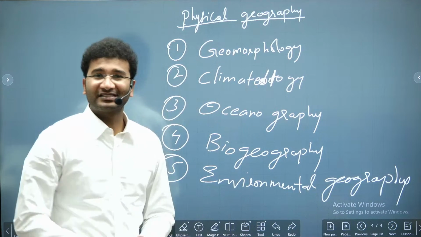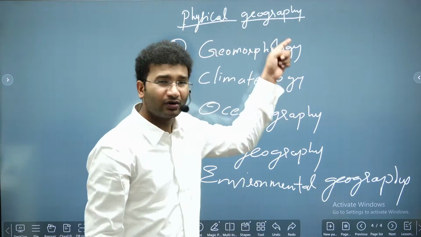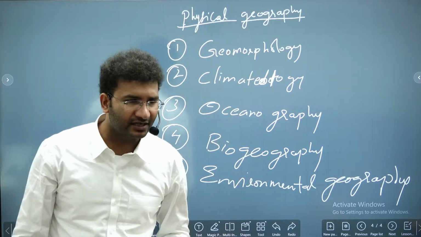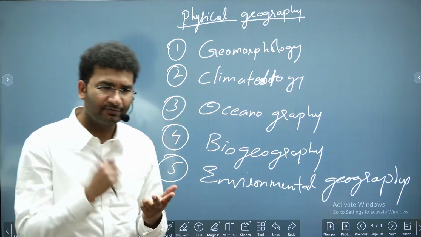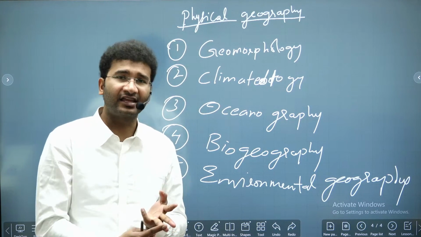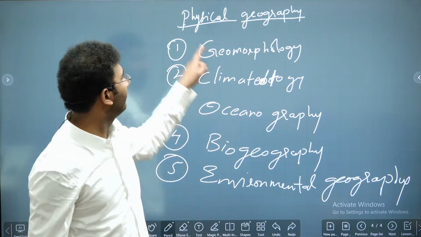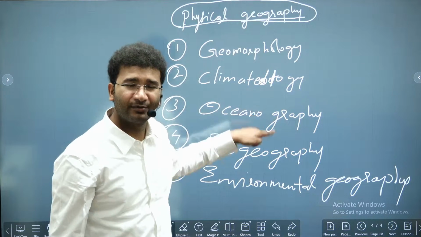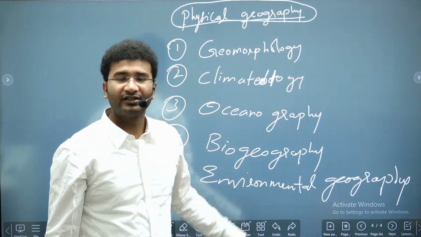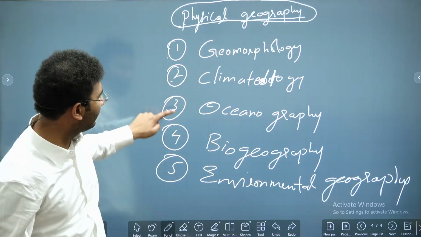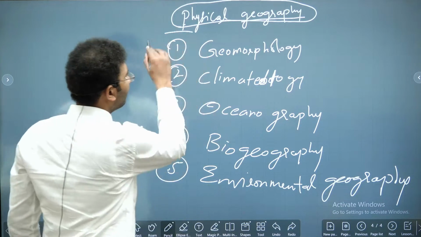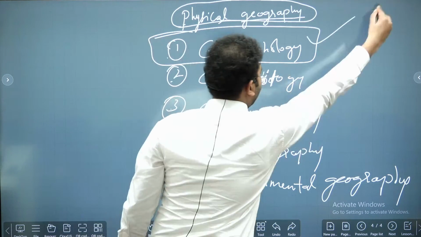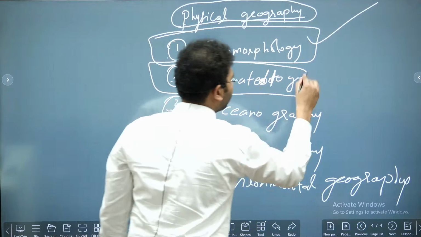So your syllabus only talks about physical geography. Any exam you write, be it CDS, be it CAPF, be it your UPSC Civil Services, SSC, or any exam you write, they mention this syllabus. Nowhere do they mention geomorphology, climatology, oceanography. So this physical geography has 1, 2, 3, 4 and 5. We have discussed this topic, right? Fine. Now we'll jump to the climatology.